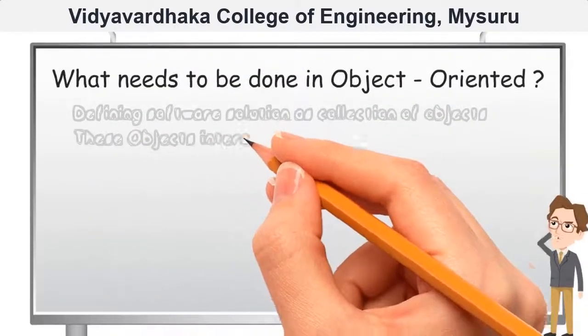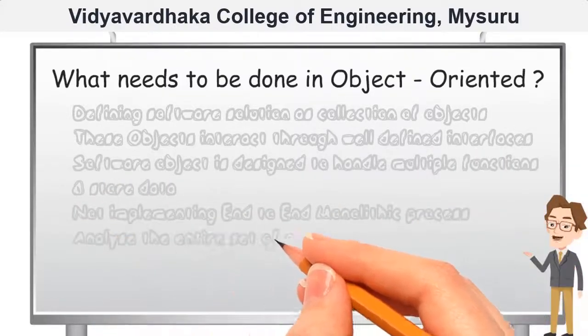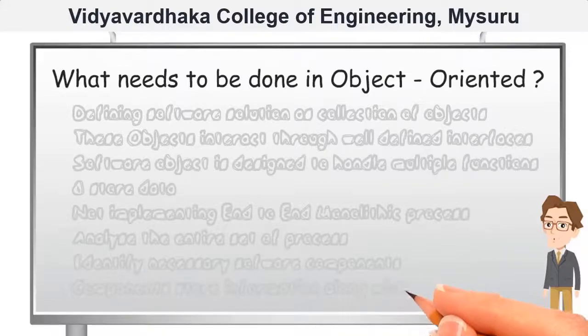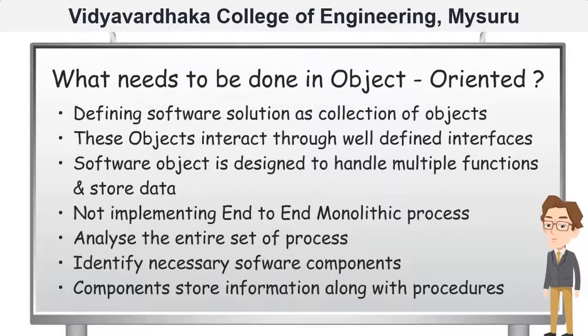What needs to be done in object-oriented? Defining the software solution as a collection of objects. These objects interact through well-defined interfaces. A software object is designed to handle multiple functions and store data, not implementing an end-to-end monolithic process. Analyze the entire set of processes and identify necessary software components, each component designed to store information along with procedures to manipulate it.